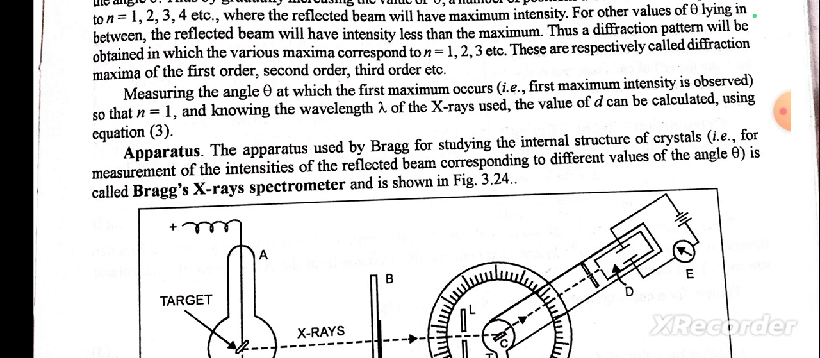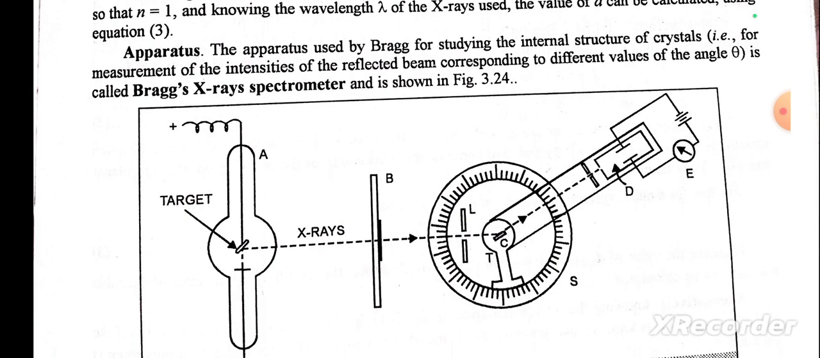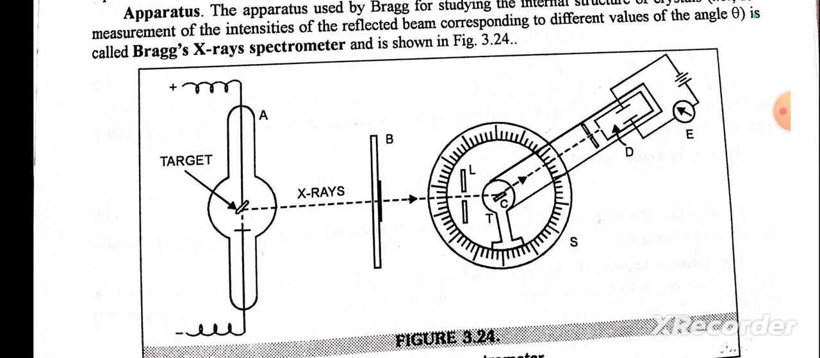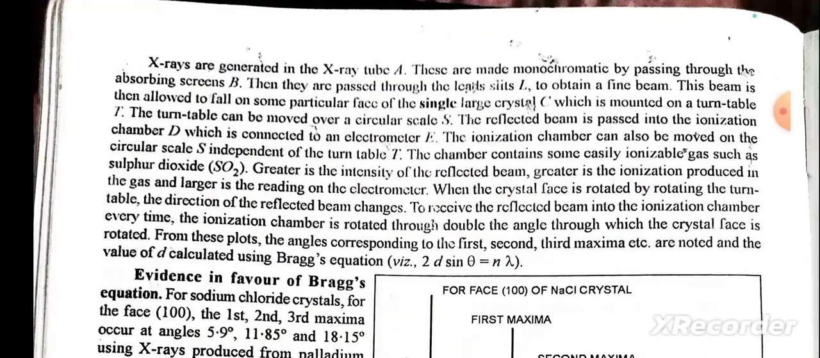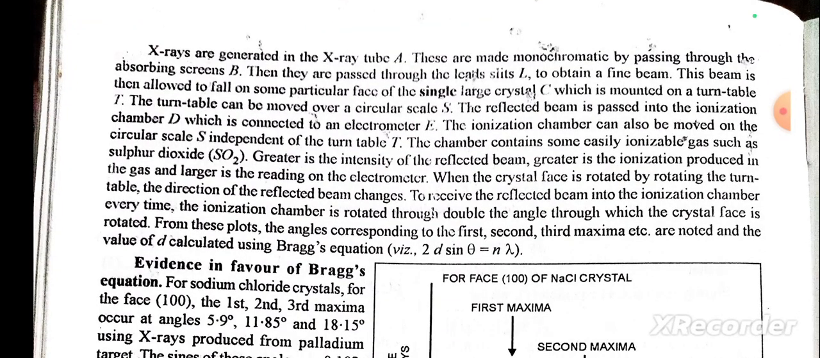The apparatus used by Bragg for studying the internal structure of crystals, by measuring the intensity of the diffracted beam corresponding to different values of theta, is called the Bragg X-ray spectrometer, shown in figure 3.24. X-rays are generated in the X-ray tube A. They are made monochromatic by passing them through the filter B, and then passed through the lead slits L to obtain a fine beam.